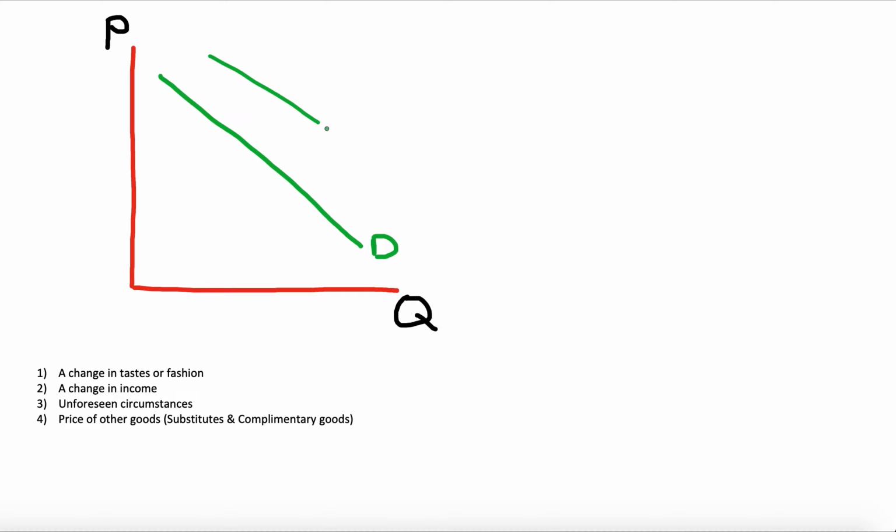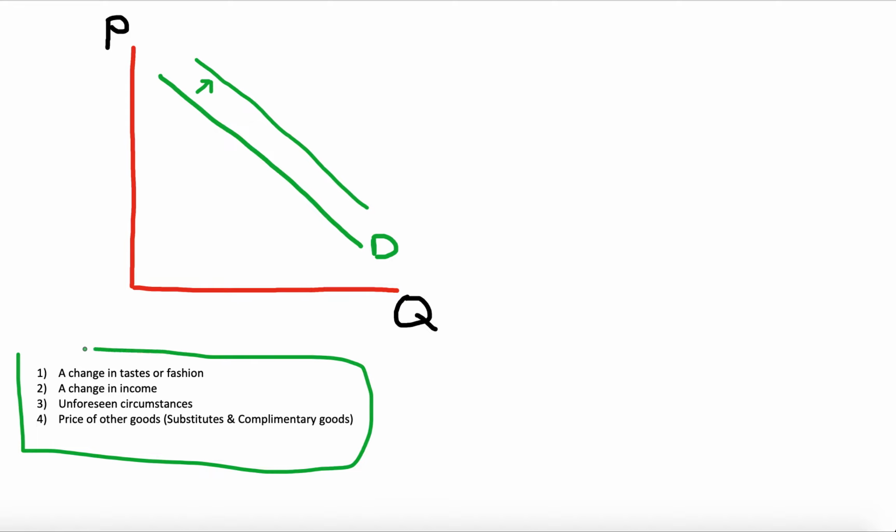Okay, so that's supposed to be parallel. For some reason, and you can see that there's 4 reasons down here, the demand curve can shift to the left or to the right. And have a quick think, okay?